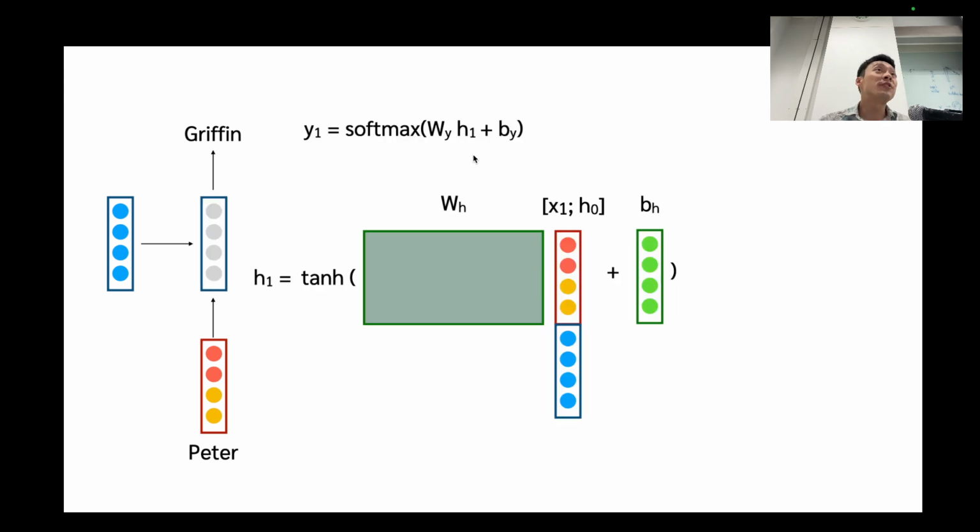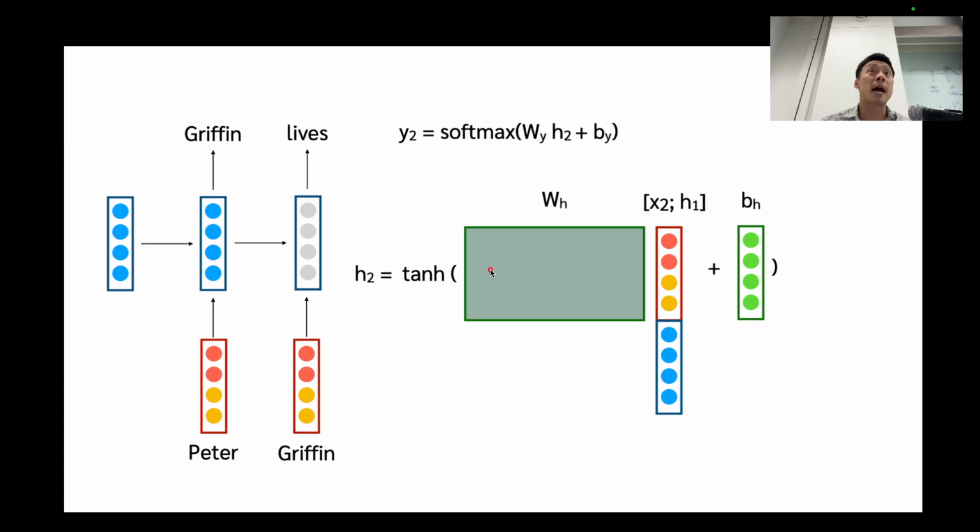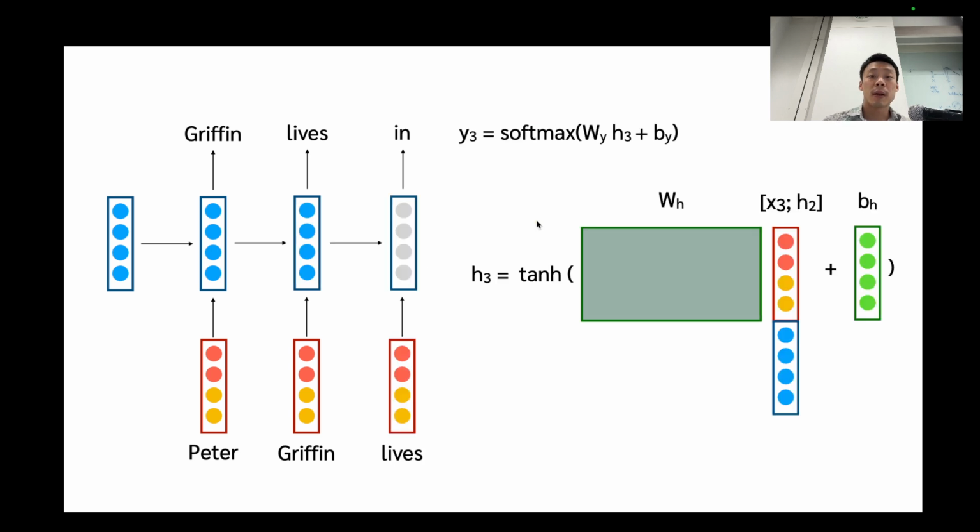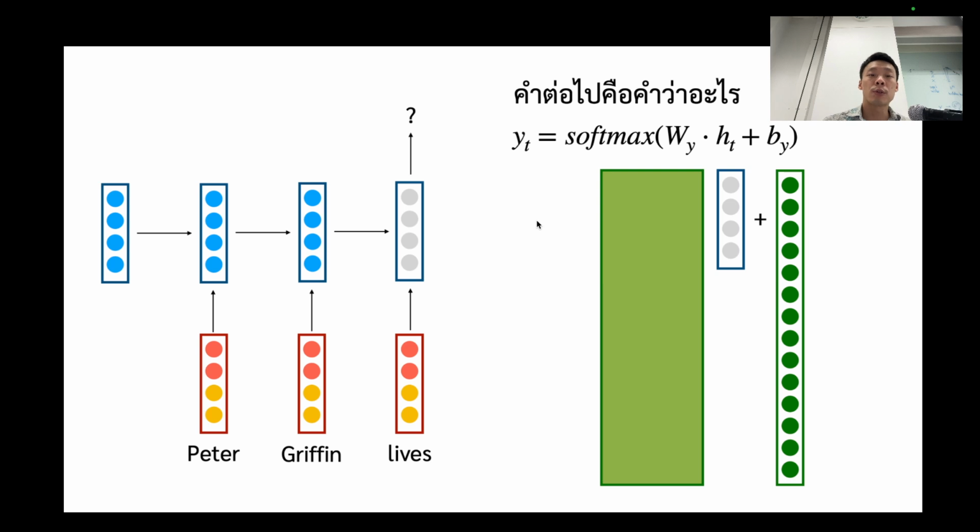An important observation here is that WH is the same regardless of the time steps, and BH is also the same regardless of the time step. WY as well, the thing that converts H at various time steps into the probability distribution, also the same. So we reuse the same parameter set for all time steps. Okay, and you keep doing all of that.